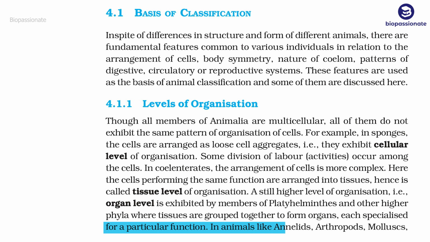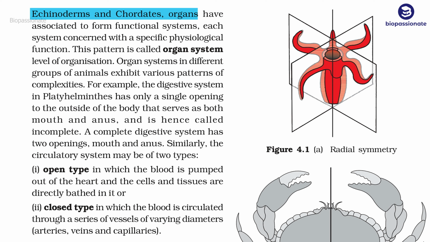In animals like annelids, arthropods, mollusks, echinoderms, and chordates, organs have associated to form functional systems, each system concerned with a specific physiological function. This pattern is called organ system level of organization. Organ systems in different groups of animals exhibit various patterns of complexities.